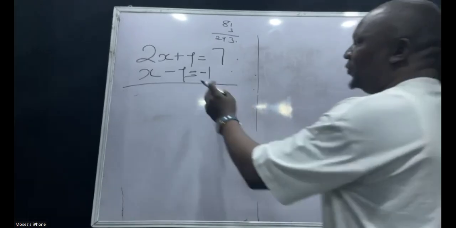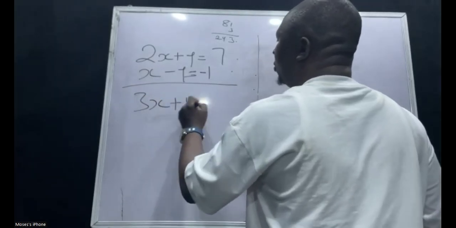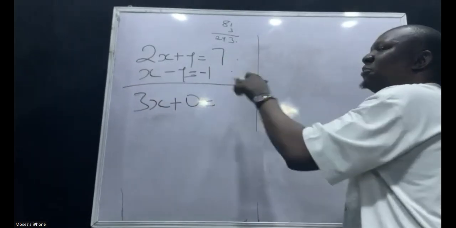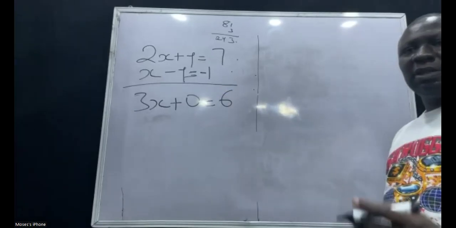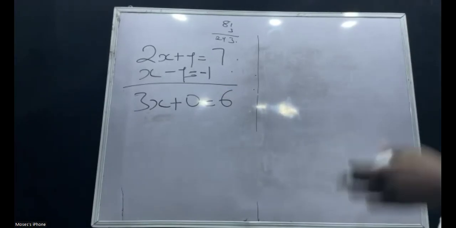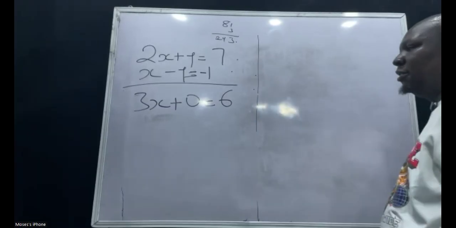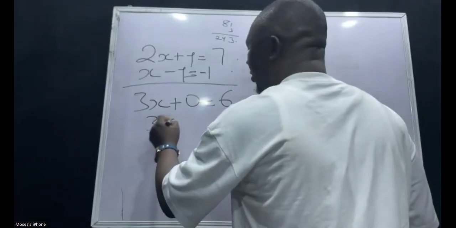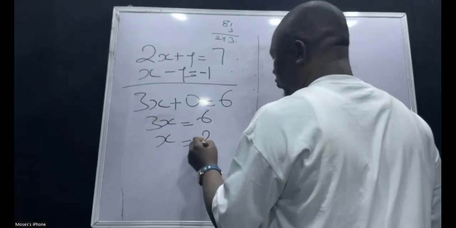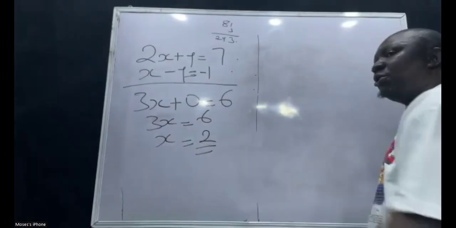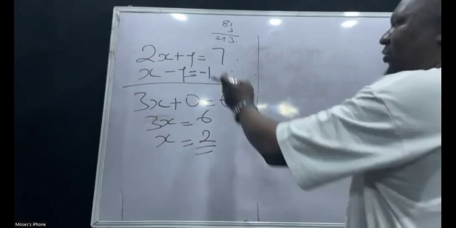Now, if you add this together, you're going to have 3x plus 0, 7 plus -1 is what? Is 6. 7 plus -1, because plus minus is still minus, you're going to have 7 minus 1, which is 6. So you're going to have 3x equal to 6. Your x equals to 2. I think that's what they want to write in the question. Now, since you are getting your x, you now substitute.